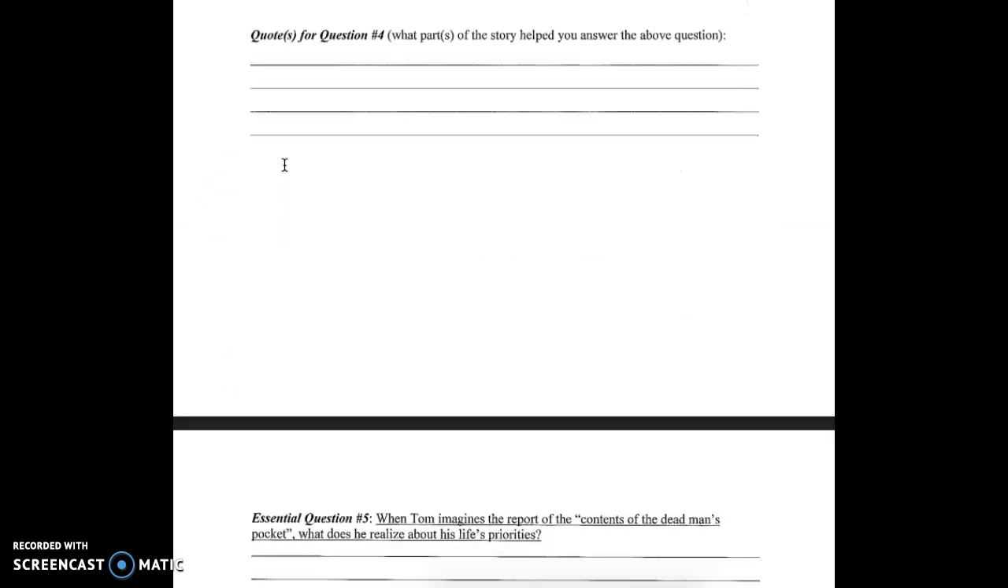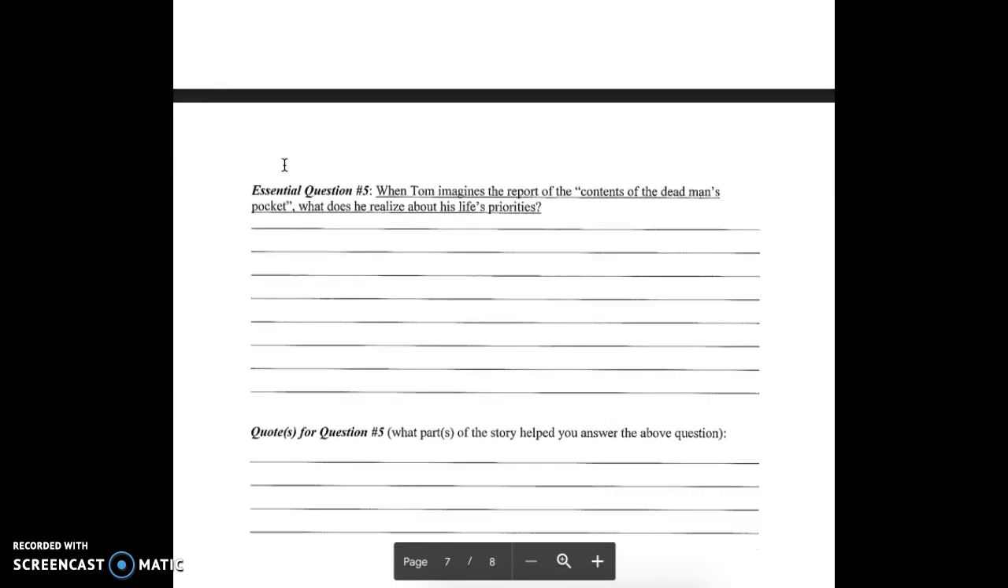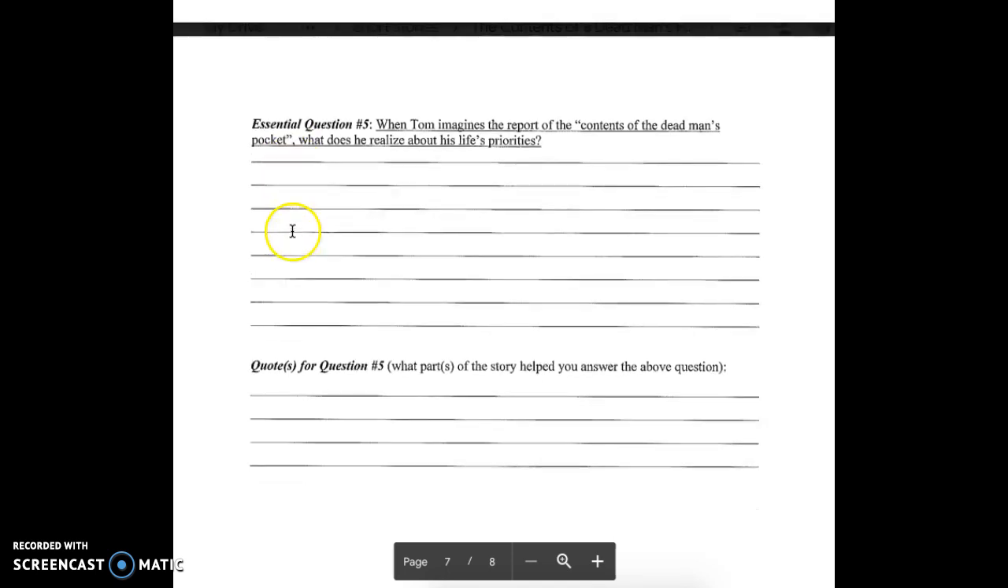question number 4. Question number 5 says, when Tom imagines the report of the contents of the dead man's pocket, what does he realize about his own life experiences, or life's priorities? And then again, second half, quote, character action, or plot event that helped you answer the question above. So you'll answer those 5 questions as you read the story.